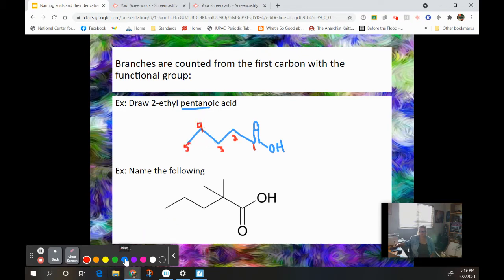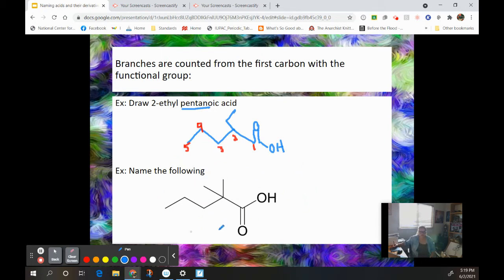And I will notice that on the second carbon, there's an ethyl group. 1, 2. So here's my first, second carbon on my ethyl group. I need to double check that my pentanoic acid is still my longest chain. So if I count 1, 2, 3, 4, that chain also contains the carboxylic acid, but it's shorter than 5. So this is going to be the correct drawing for this particular molecule.